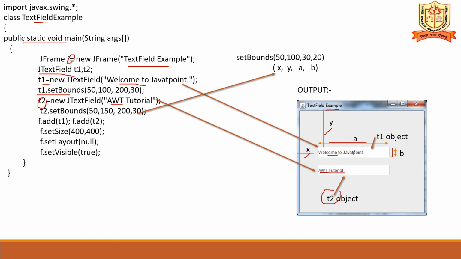Once you created the object of the text field, you are supposed to add it to the frame. That's why we are using f.add(T1) and T2, and setSize. We are setting the size of the frame as 400 width and 400 height, and then we are making this setLayout null. By default it takes the flow layout, and unless you make setVisible true, the frame cannot be visible. I think it is understood.